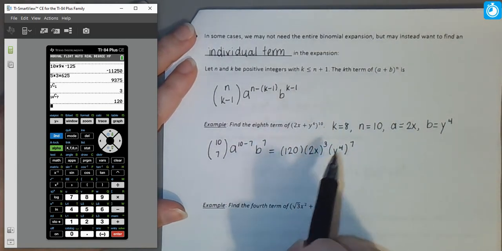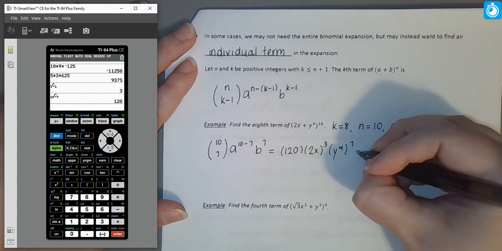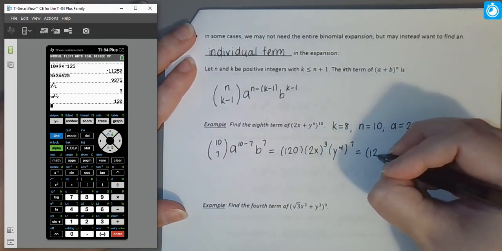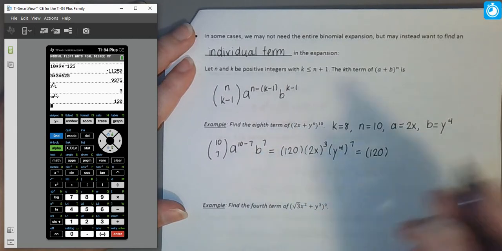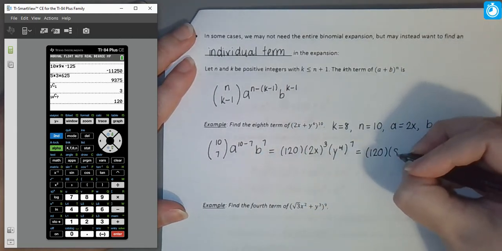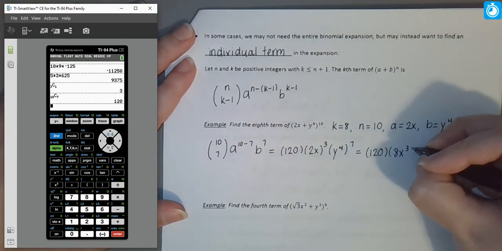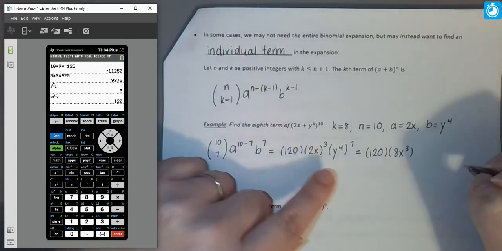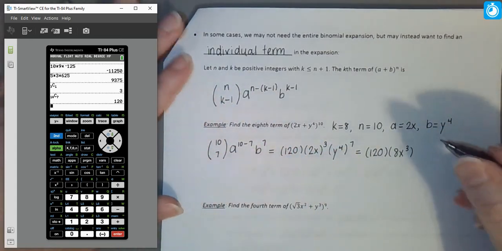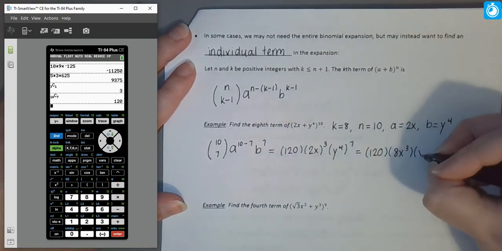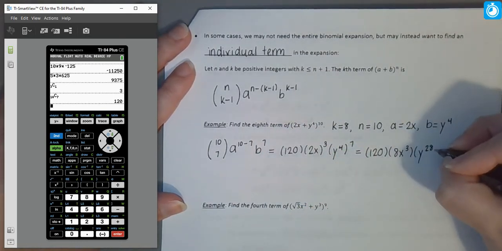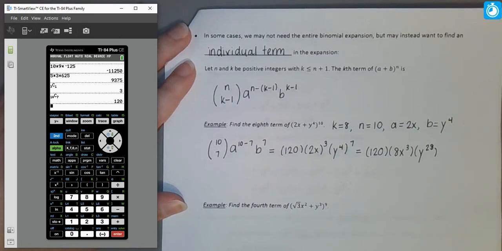Okay, so let's apply our exponents. So we still have that coefficient of 120. Now we have 2 cubed, which is going to be 8. And then we also cube our x. And then y to the 4th to the 7th power. So we're going to multiply our exponents together, which is going to give us y to the 28th power.